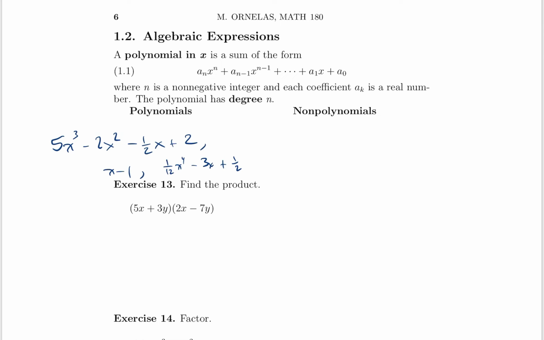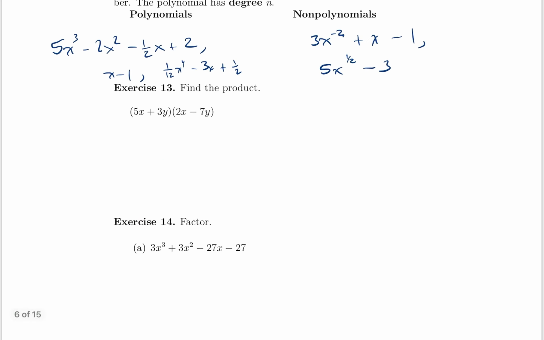Examples of expressions that are not polynomials would be 3x to the negative 2 plus x minus 1, because the exponents cannot be negative. They have to be non-negative. Another one would be 5x to the 1/2 power minus 3. Once again, the exponents must be non-negative integers, and 1/2 is not an integer. So these are two examples of expressions that are not polynomials.